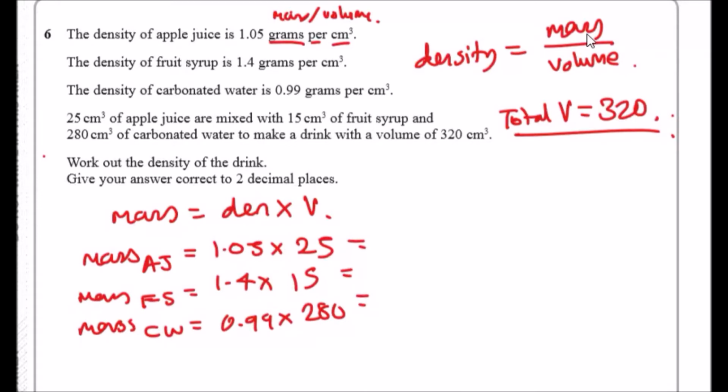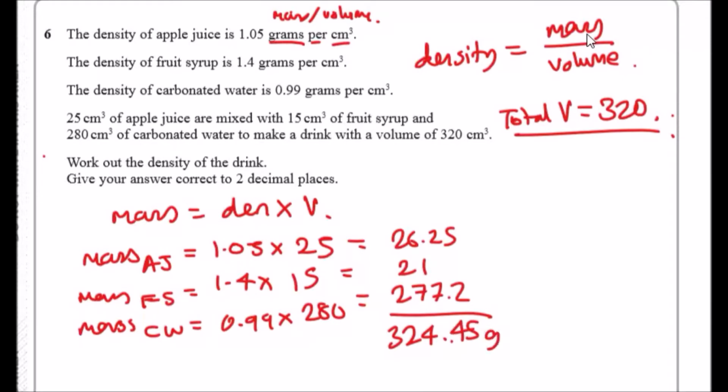1.05 times 25 gives us 26.25. 1.4 times 15 gives us 21. And 0.99 times 280 gives us 277.2. Adding all of this up in your calculator, you should get, okay, I got 324.45 grams. So this is the total mass, total M.